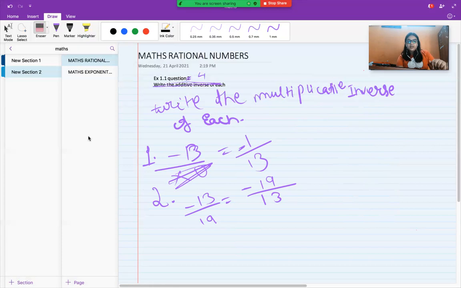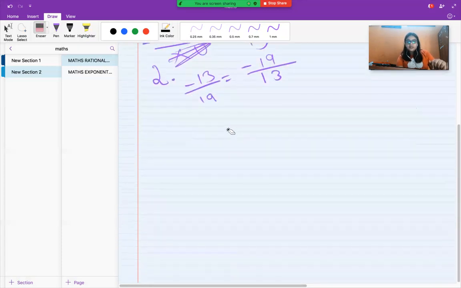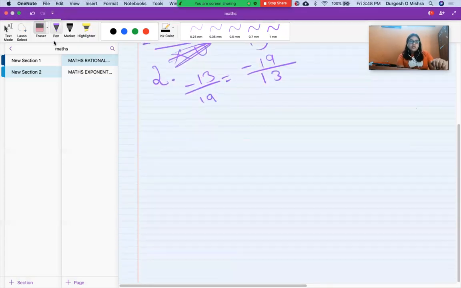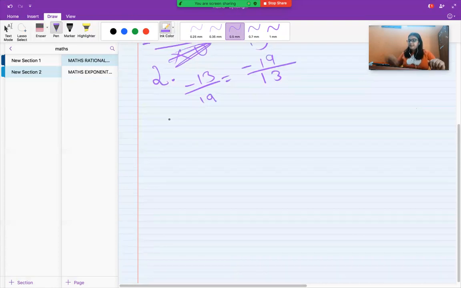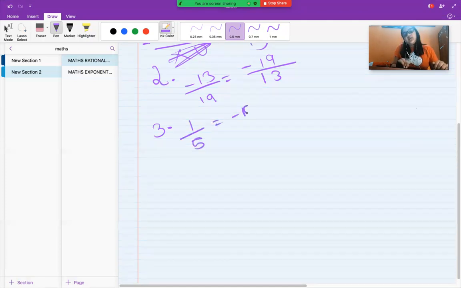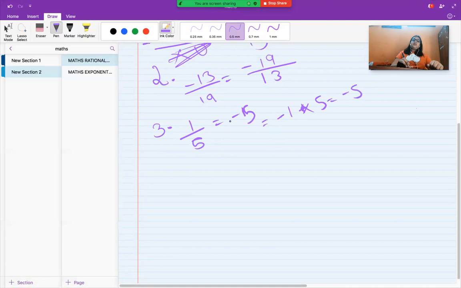So let's go to the next question. The third one is 1 by 5, which is equal to minus 5. How? You know the rules, right? Minus 1 times 5, which will be equal to minus 5. And it was positive and it became negative.